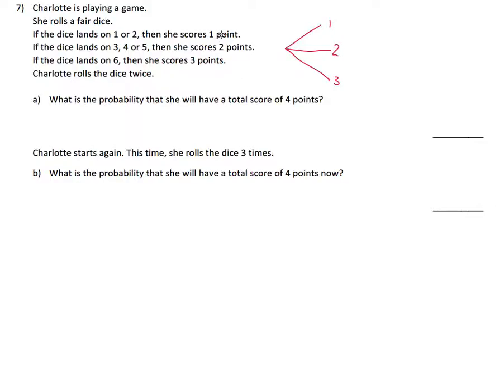The probability she gets 1 point is 2 things out of a possible 6 outcomes. 2 out of the 6 faces of the dice give her 1 point. 3 out of the possible 6 give her 2 points, and only 1 out of the 6 gives her 3 points. She then rolls again, and the same options are available to her. So we've got 1, 2, or 3.